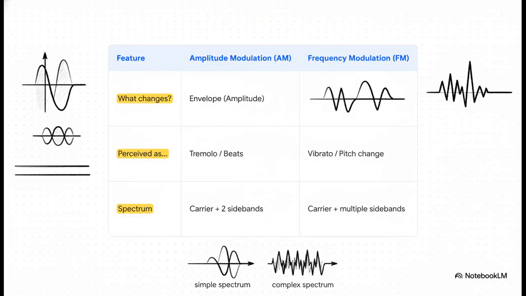And this table just recaps everything nice and neat. For AM, we're changing the amplitude, or the envelope. We hear it as a tremolo or a beat, and it creates a simple spectrum. For FM, we're changing the instantaneous frequency. We hear that as vibrato or a pitch change, and it creates a much more complex spectrum. Two different methods, two very different sonic results.